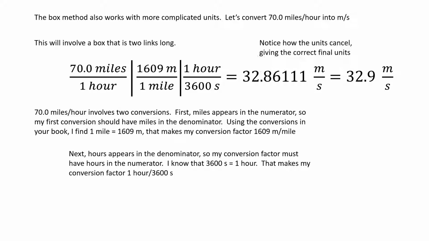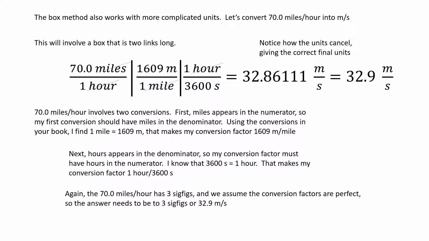Now I simply do the math. Notice how the units are going to cancel. Miles cancel out, hours cancel out. I'm going to be left with the correct units of meters per second. When I multiply it all out, I get 32.86111 meters per second. I started with 3 significant figures in my value, so my answer needs to have 3 significant figures. I would report my answer as 32.9 meters per second.